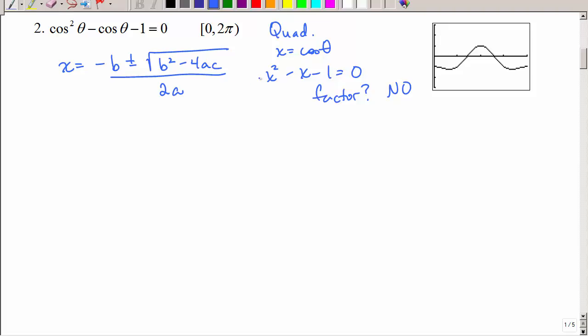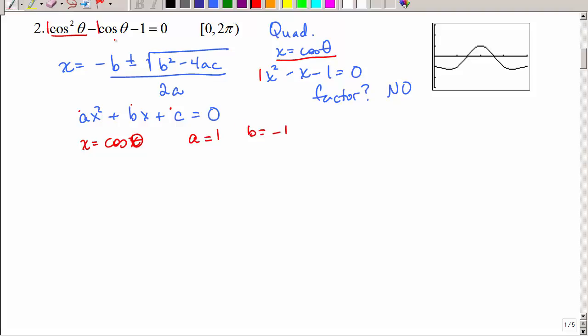Now that corresponds to the general quadratic of ax squared plus bx plus c. But what is our x equal to in this equation? It's cosine. Now the coefficients are the same, so let's write that down. So we know x, we're going to substitute that as cosine theta, A is 1, that's the coefficient. B is -1, is right there, and C is -1.